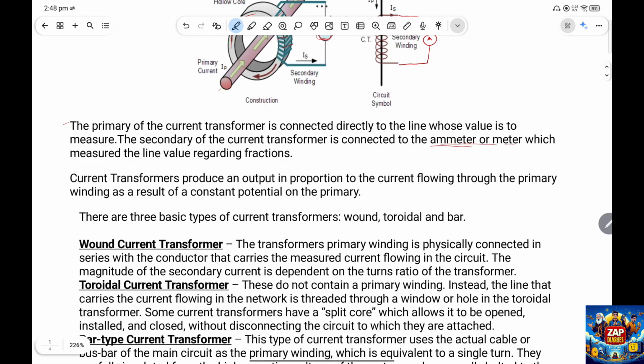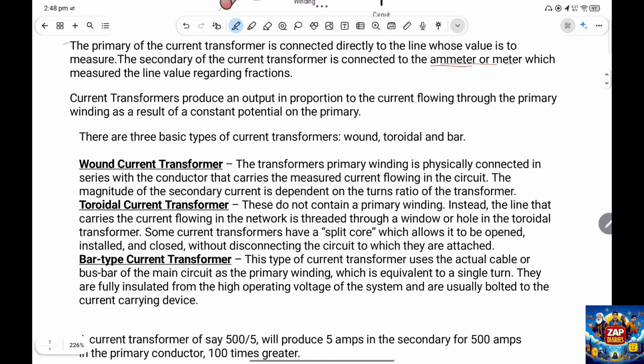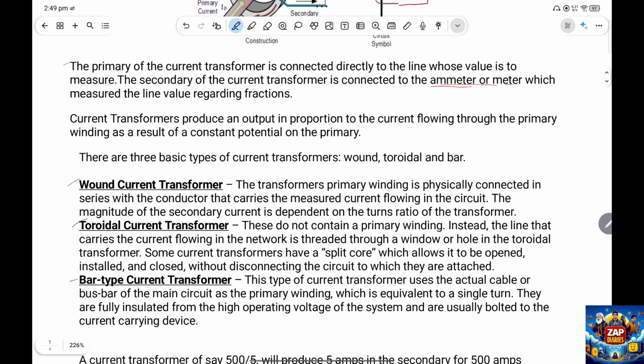There are three basic types of current transformers. These are the wound type, toroidal type, and the bar type. Let's check what these three types look like. The wound type current transformer: the transformer's primary winding is physically connected in series with the conductor that carries the measured current flowing in the circuit.